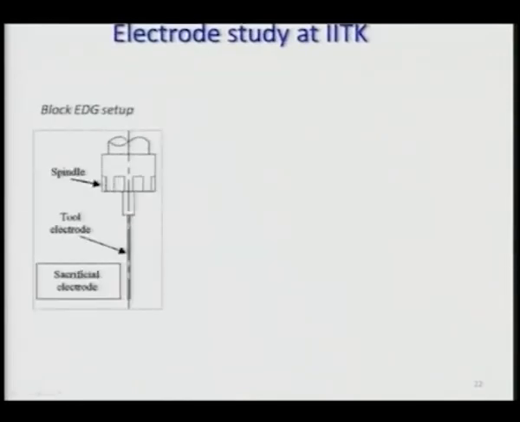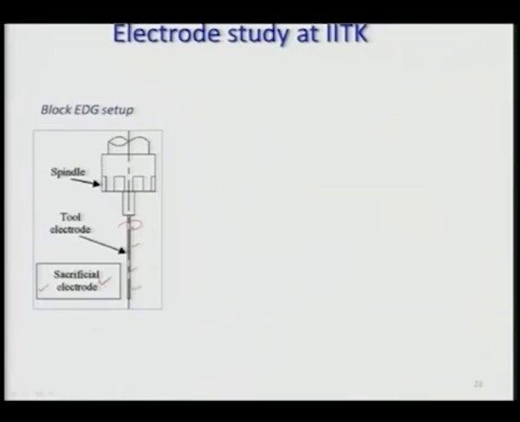Now you can see the BEDG process that is performed, and some of the work has been done at IIT Kanpur. So you can see here is the tool which is being made, and this is the sacrificial electrode. What you can do, you can keep rotating the tool, and bring this tool very close to the workpiece over here, that is the sacrificial electrode. Because of sparking, the material will be removed from the tool as well as the workpiece. Since the diameter of the tool is continuously reducing and it is rotating, you will finally get a proper diameter tool made over here.